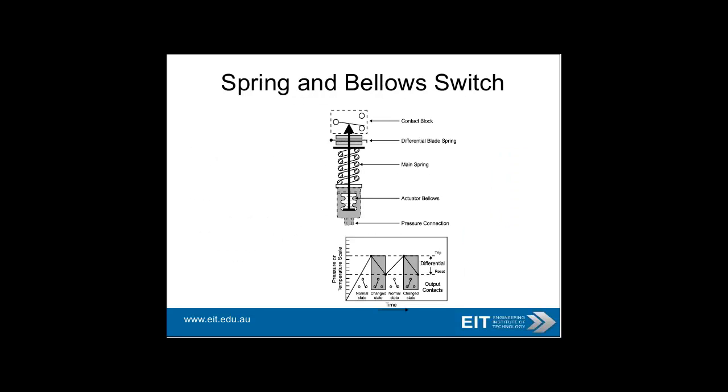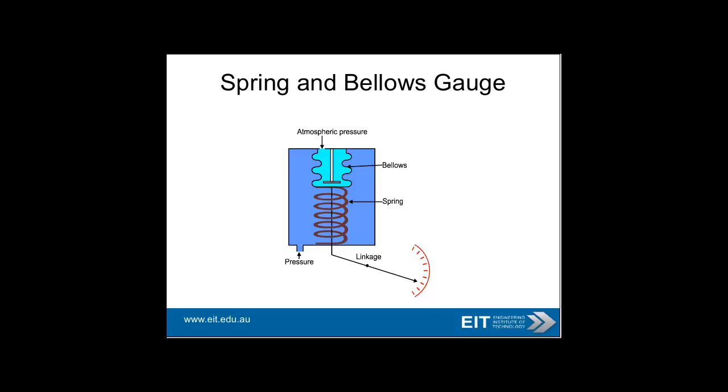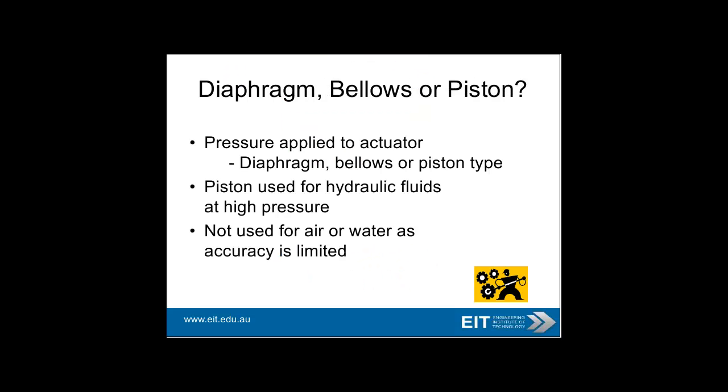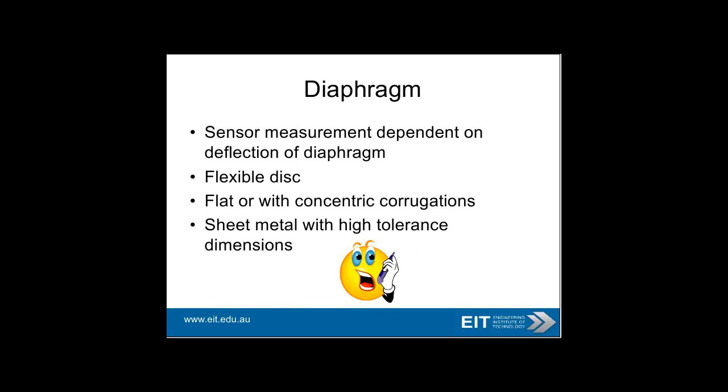Spring and bellows is another one. Here's a spring and bellows switch. Can be used as a spring and bellows gauge. Atmospheric pressure coming in through here, of course, causes a change to the linkage movement and, of course, your measurement. Diaphragm, bellows or piston. Just a bit of a slide there. Refrigeration applications.